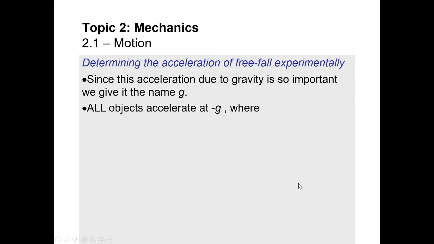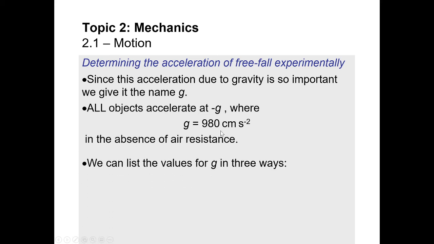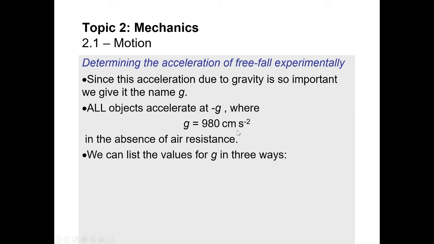This is a very important acceleration, which is why we give it its own symbol, lowercase g, acceleration due to gravity. All objects accelerate at the acceleration due to gravity, especially when they are in free fall. So g is 980 centimeters per second squared. This is in the absence of air resistance, of course. If you have air resistance, this value will change.